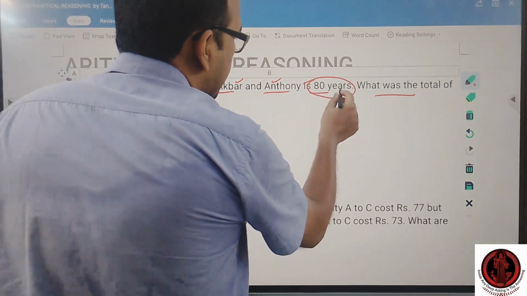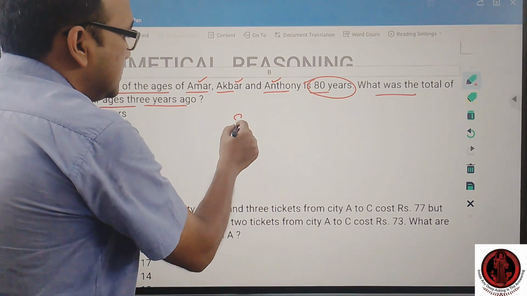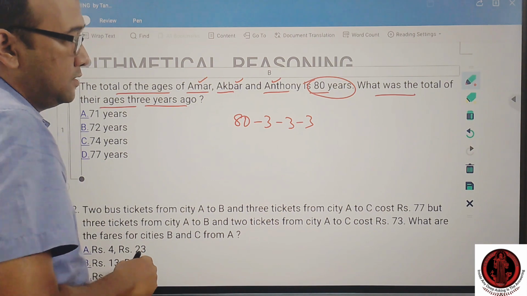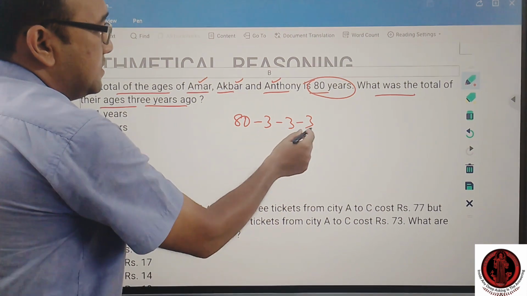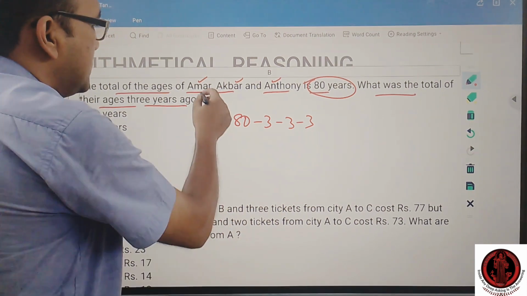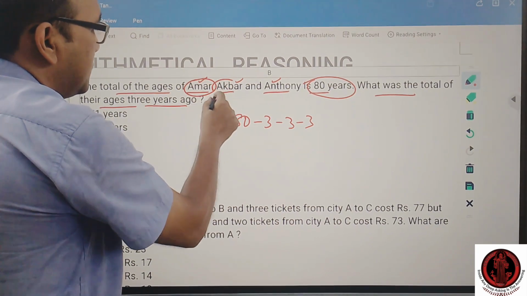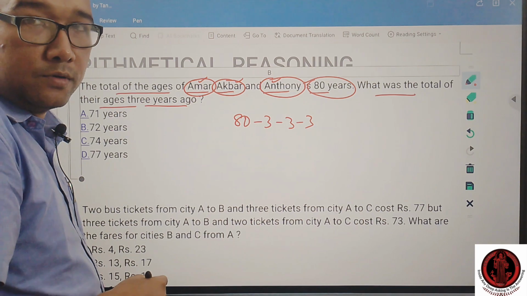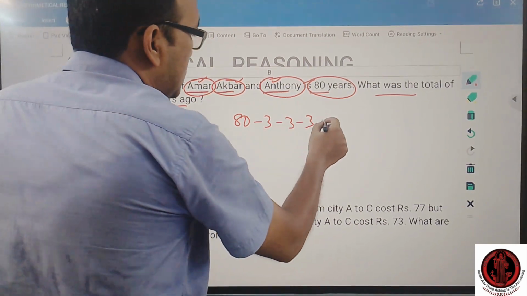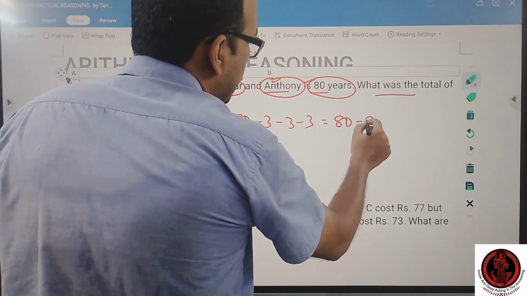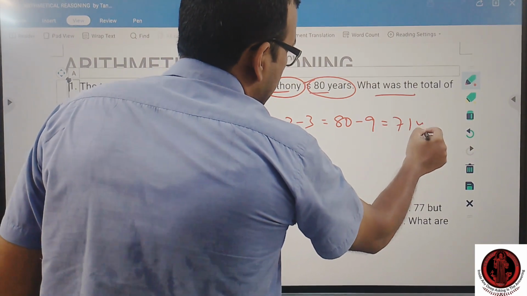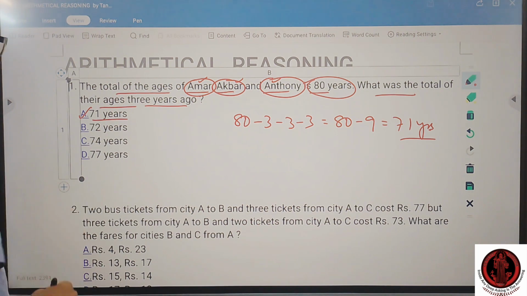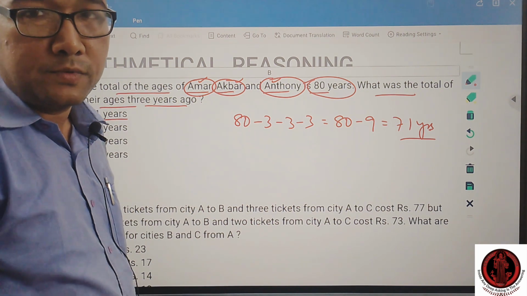Now the present total age is 80 years. That will be decreased by 3 years. Why 3, 3, 3 is there? One is for Amar, another one is for Akbar, another one is for Antony. So 3 years ago, the total is how much? 80 minus 9. So the answer is 71 years. So option 1, A, is the answer. Okay.